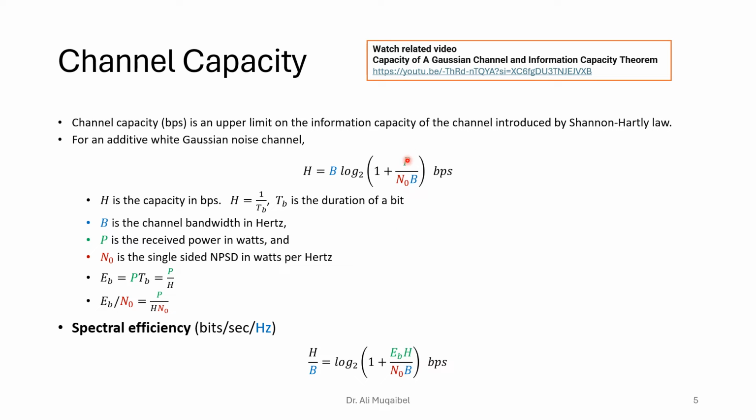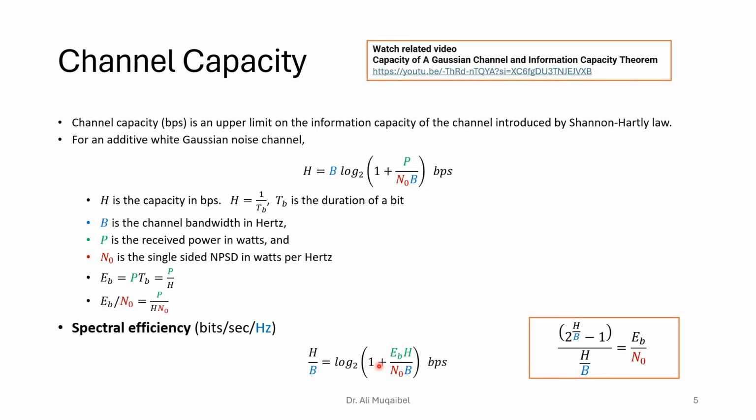I can replace, of course, P here with H times EB. So from here, the denominator is the same. The only thing is P equal to H times EB. Okay, so you can see the same equation. It just tells you that given the bandwidth, given the power, given the noise, then no matter what you do, there is a maximum bit rate that you can tolerate or you deal with.